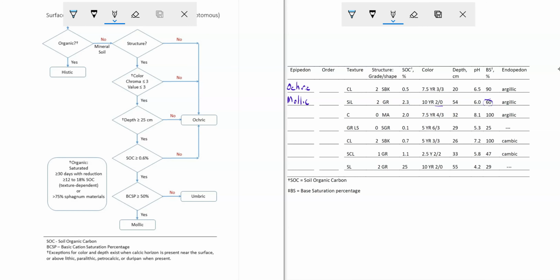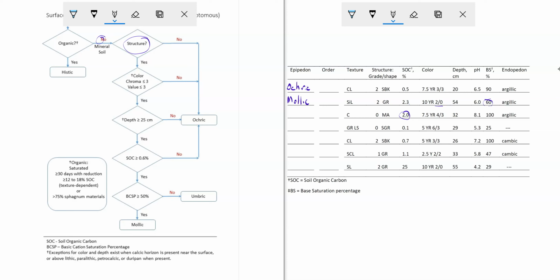So our next series of questions. Is it organic? Well, 2 is not organic, so no, it's a mineral soil. Does it have structure? Again, we're asking, is it weak, moderate, or strong? 1, 2, or 3 of angular blocky, subangular blocky, granular, prismatic, columnar, platy, all of those things.